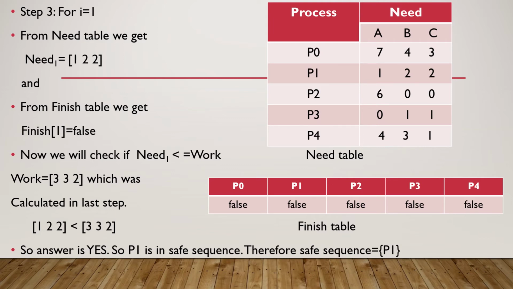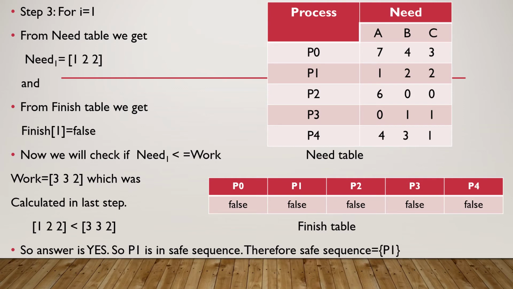So need of P1 was 122 and its finish value in the table is also false. So we will continue. Now we will check if the need of process 1 is less than or equal to work. Work is the same as in the last process, 332. Now your need of P1, 122, is less than your work 332. So the answer is yes. So we will put the process P1 in the safe sequence. So your safe sequence is equal to P1.